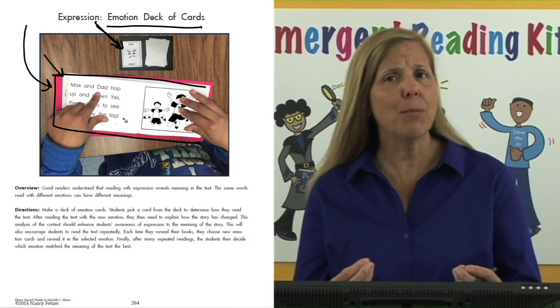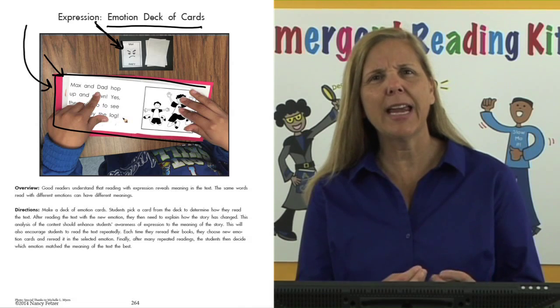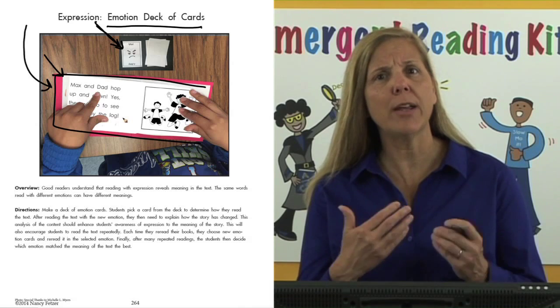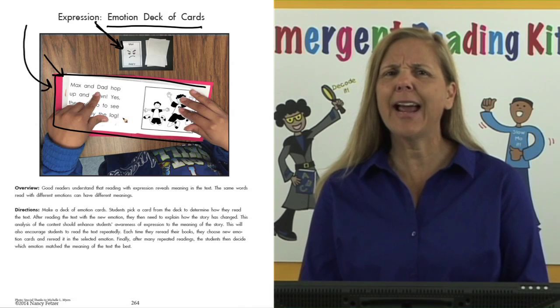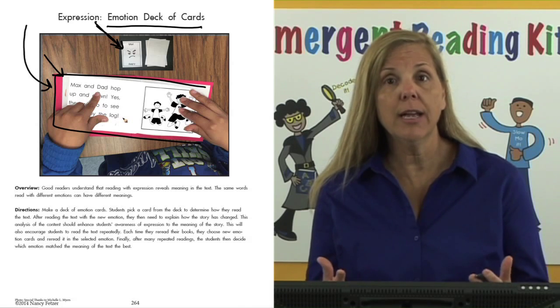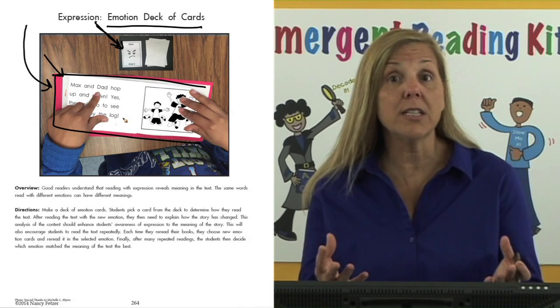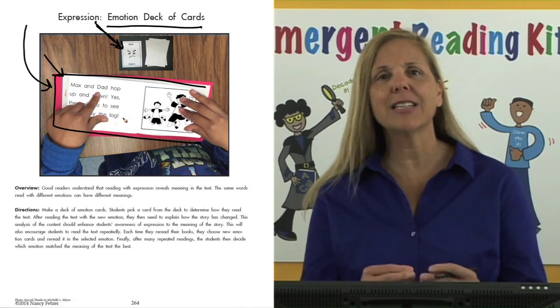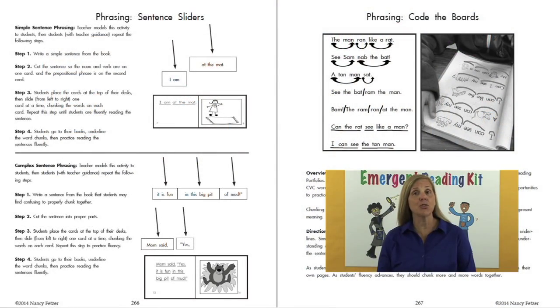Then I ask them to think about the meaning of the story because they've read this book several times previously. And I will say, what emotion should this book be read with? How should you read this book, with what emotion? This analysis of the content of the book should enhance your students' awareness of expression and how it connects to the meaning of the story. This will also encourage your students just to read the text repeatedly so that they can decide which emotion matches the book the best.